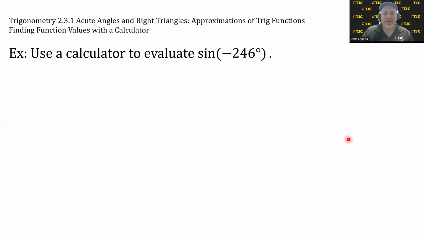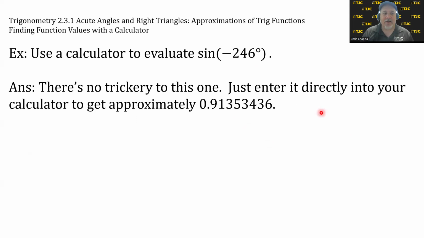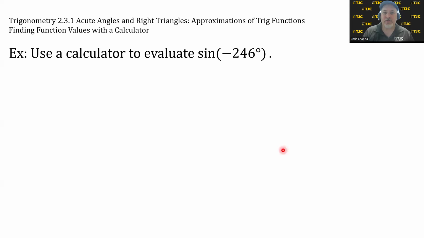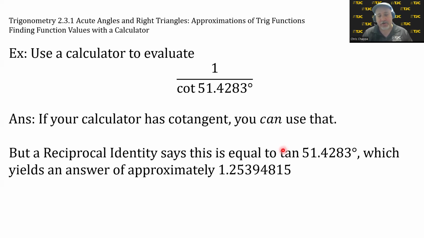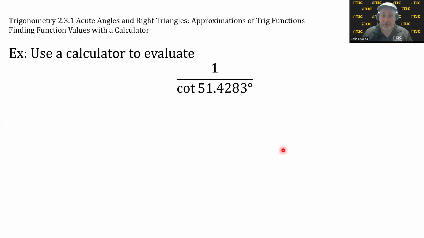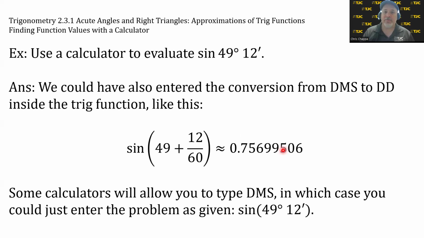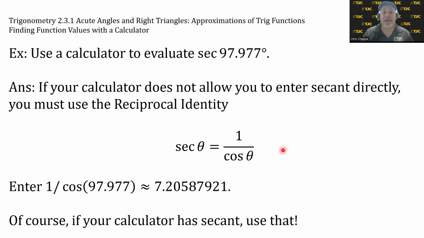And one more quick example, sine of negative 246 degrees. Okay, there's no trickery to this one. You just enter it directly into your calculator to get approximately 0.91353436. But in general, when you're entering trig functions in your calculator, look to take advantage of things like reciprocal identities here and here. And if you're entering degrees, minutes, seconds, be ready to accommodate for that as well.